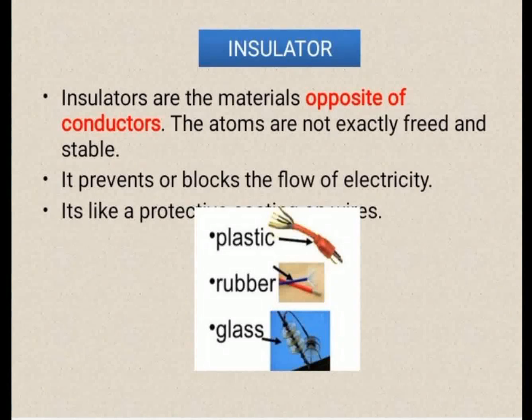The third category of the classifications of solids is insulators. The insulators are the materials opposite of conductors. The atoms are not free and are stable. It prevents or blocks the flow of electricity. It acts like the protective covering in wires.